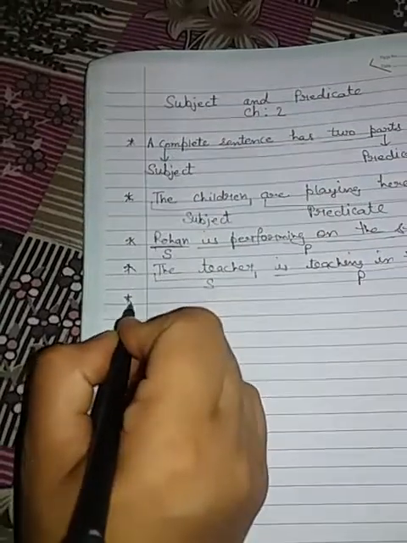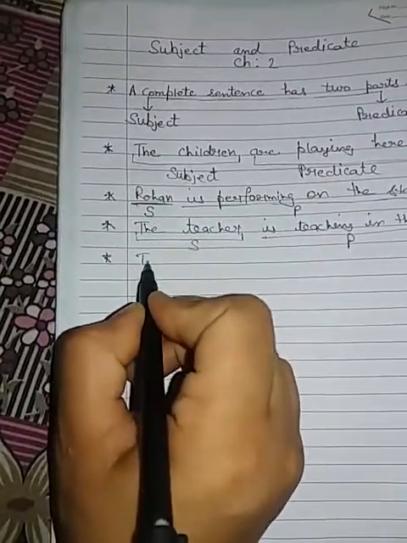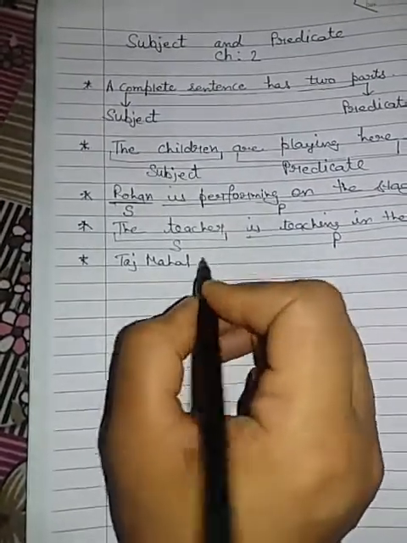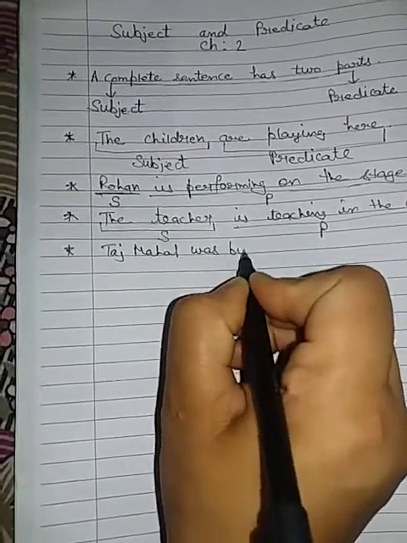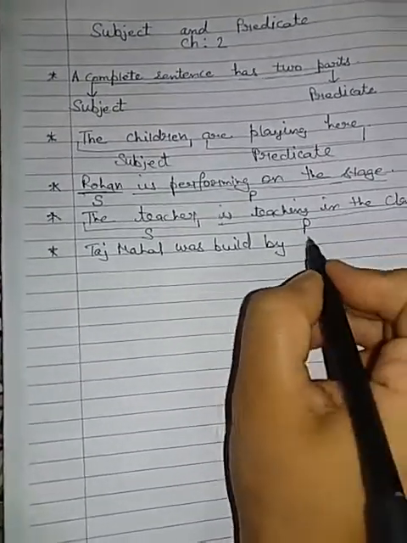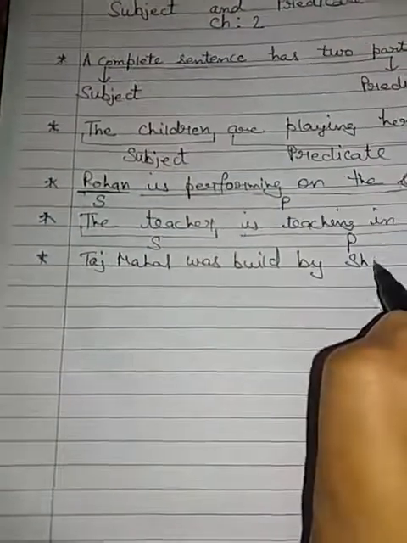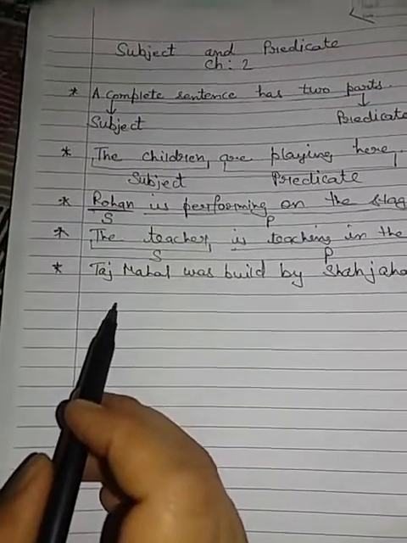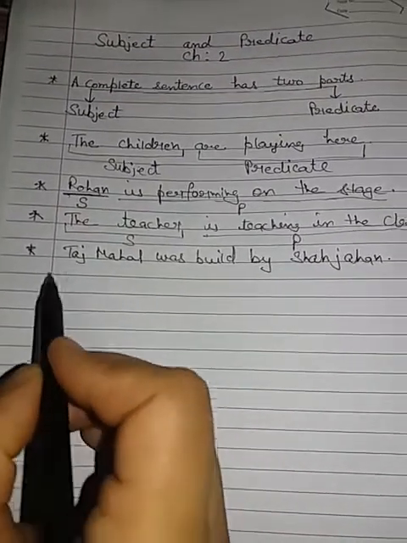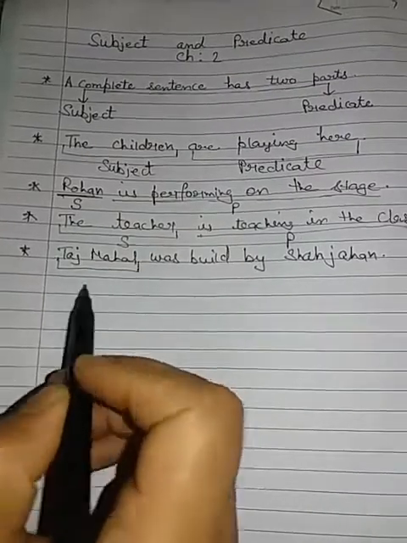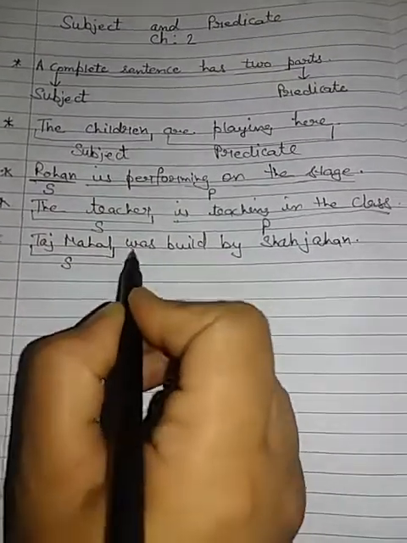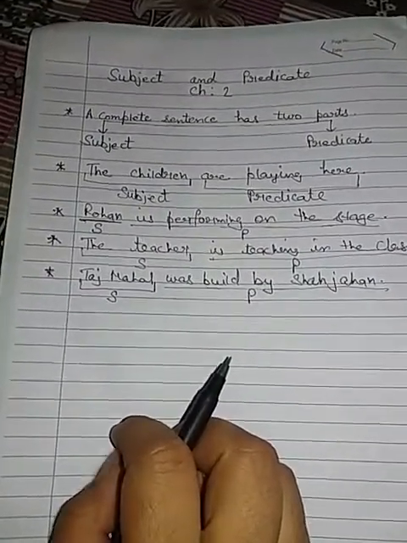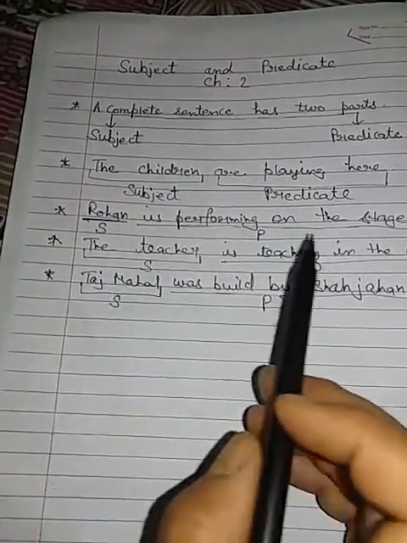Okay, one more example. Taj Mahal was built by Shah Jahan. Now here it is not a person. So here we are talking about what? किसके बारे में बात हो रही है? We are talking about Taj Mahal. कि Taj Mahal किसने बनाया था? So this is the subject, and the rest of the part is called predicate. Okay. So I hope it's clear now how to identify the subject and the predicate.